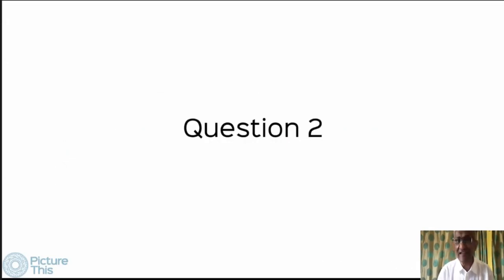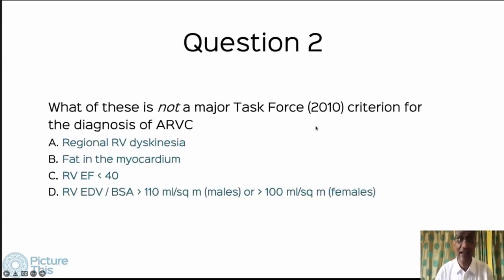So the second question here is that when we look at the task force criteria for the diagnosis of ARVC on MRI, which is not a criterion? Regional RV dyskinesia, fat in the myocardium, RV ejection fraction less than 40, or RV end diastolic volume upon body surface area of greater than 110, etc. So can we run the response system?